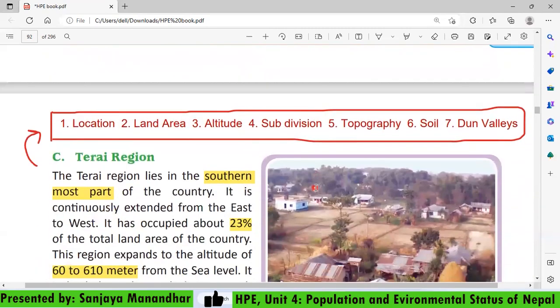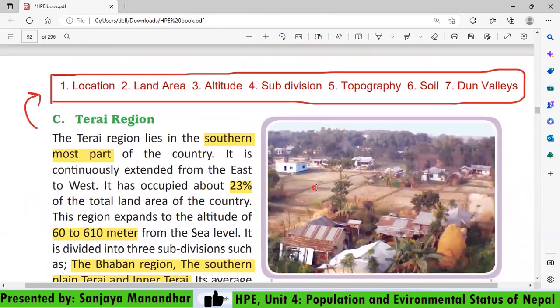Now let's go to the Tarai region. Okay. Tarai region, I have numbered here, number one, location. Where is the Tarai region? It is in the southernmost part of the country. Okay. What is the land area coverage? 23%. So please compare this with the Himalayan and Hilly regions. Himalayan region 35%, Hilly region 42%, and Tarai region 23%. Okay, by area it is the smallest.